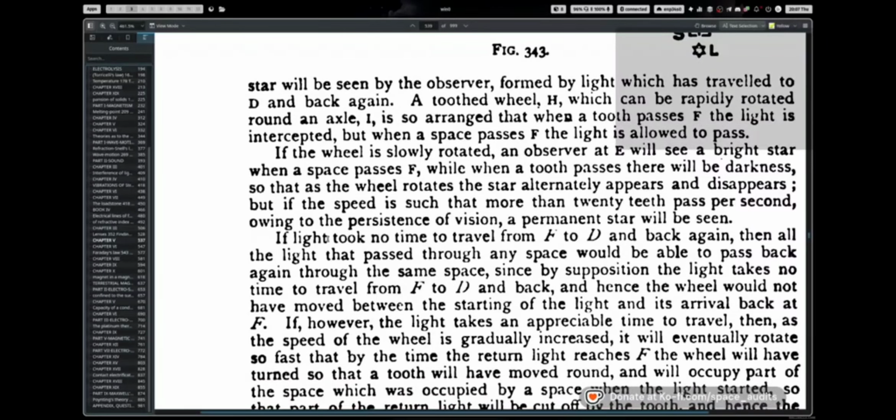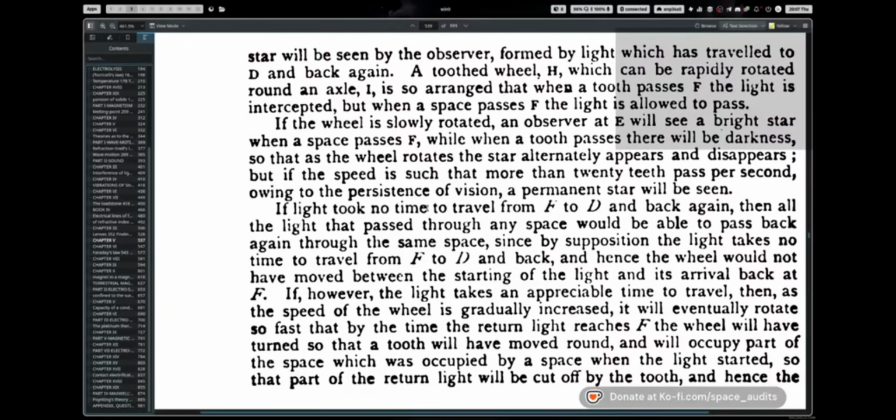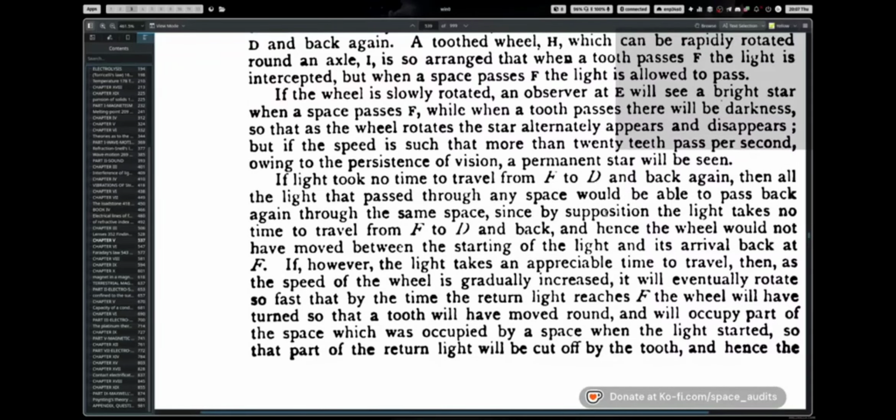If light took no time to travel from F to D and back at all, then the light that passed through a space would be able to pass back through again at the same space, since by supposition the light takes no time to travel from F to D and back, and hence the wheel would not have moved between the starting time and the arrival back at F.